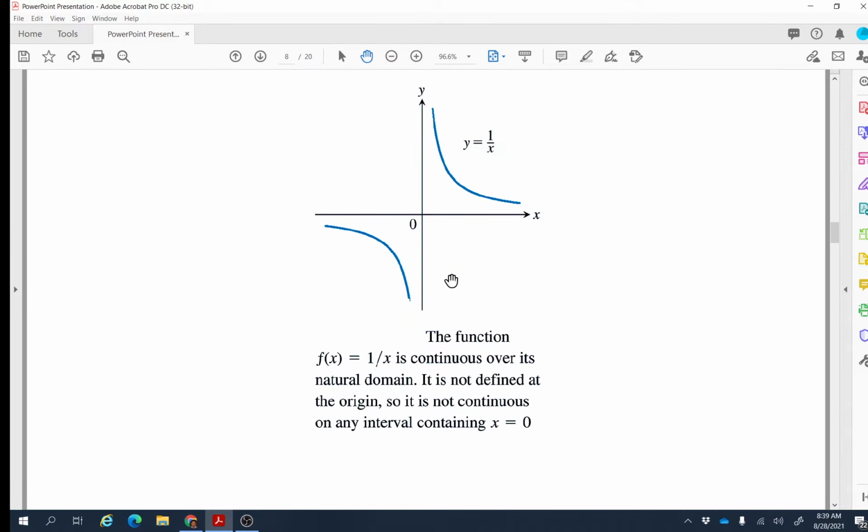One example here: this is a graph of the function 1 over x, and we know that the domain of this function is negative infinity to 0, union 0 to infinity. We know this function is not defined at 0. On this domain, as you can see from the graph, this function is continuous everywhere. So the function 1 over x is continuous over its natural domain. It is not defined at the origin, so it is not continuous on any interval containing 0.